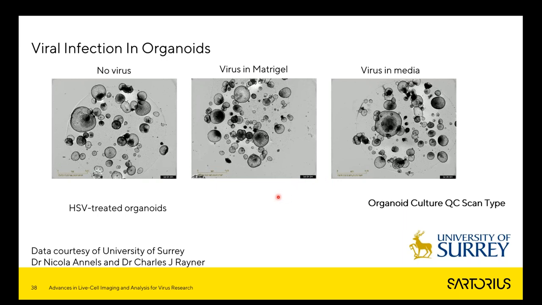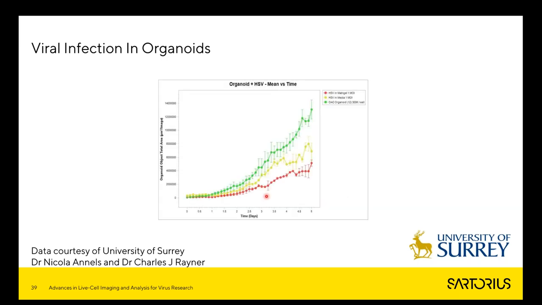different approaches. So by eye, at least to me, it's quite difficult to really see a difference in these three conditions. However, when applying the organoid masking, when you actually look at the data that's been acquired from this mask, we do see that there is in fact a difference between these three conditions. So here, it seems that the virus in the Matrigel seems to be more effective at infectivity by simply using the organoid's object area as a readout for organoid viability.